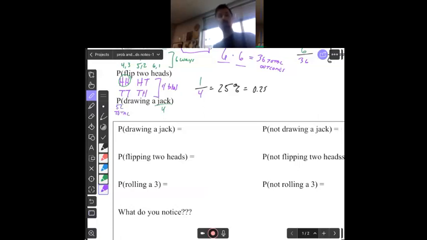Okay, so there's 52 total cards, and 4 of them are jacks, so of course our probability is just 4 out of 52. Can we reduce that? 1/13th? And then what would that be as a percentage?